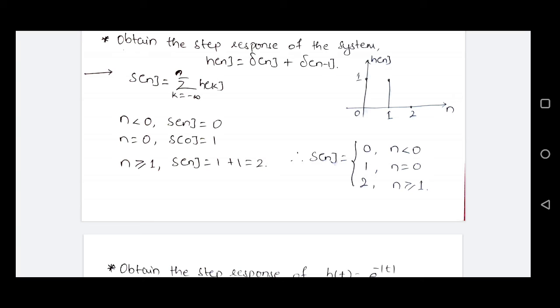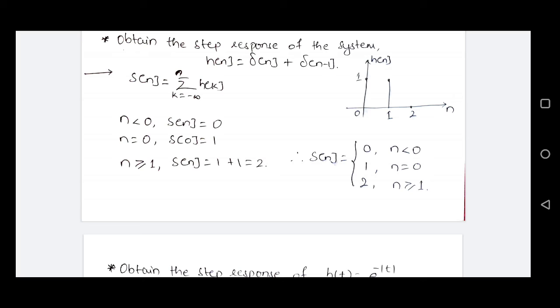Step response s of n will be equal to summation k from minus infinity to n of h of k. We already know that. And this step response s of n is 0 for n less than 0, because there are no samples present. Impulse response exists at only two values of n, that is at 0 and 1. Therefore, for n less than 0, step response is equal to 0. For n equal to 0, there is one sample of the impulse response. Therefore, step response s of 0 will be equal to 1.